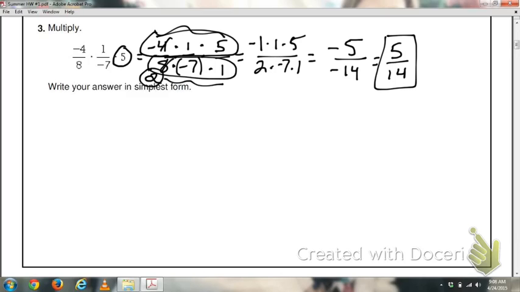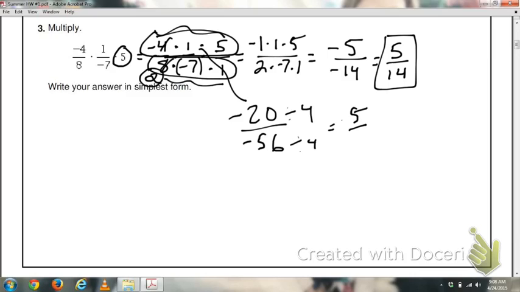Now, you could have multiplied the numerators together to get -20, and the original denominators together to get -56, but then you'd have to divide out a 4 from the top and the bottom to end up with -5 over -14, which would give you the same answer of 5 over 14. The only problem is, simplifying a fraction with big numbers might get a little trickier without a calculator. So I suggest canceling common factors if you can first.